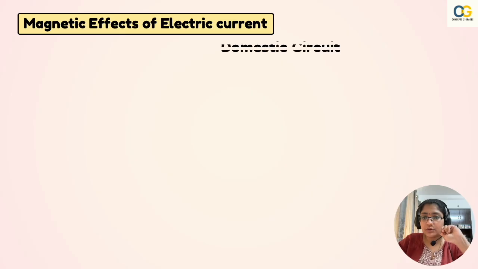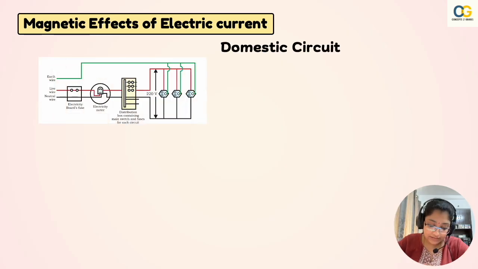Now coming to the domestic circuit that we have. In India, what happens is there is a big main supply, right? And from there, the current is distributed across to each and every house. So mainly there are three wires in this distribution: the earth wire, live wire, and neutral wire. Live wire is the positive terminal that carries the current. Neutral wire is the negative terminal which has zero. So that is how you create a potential difference of 220 volts in India.